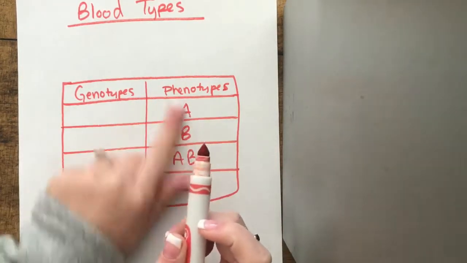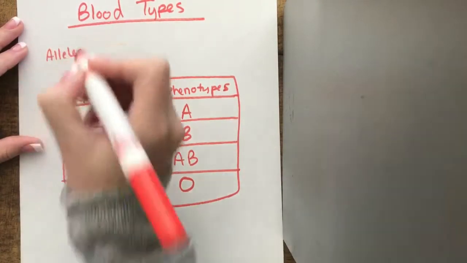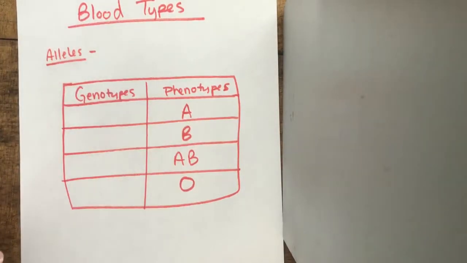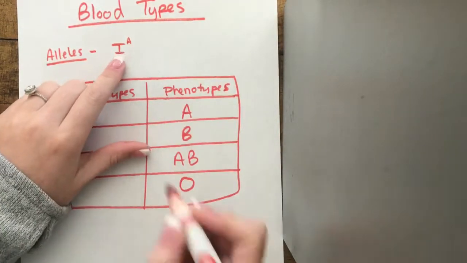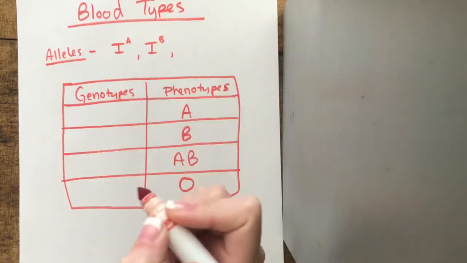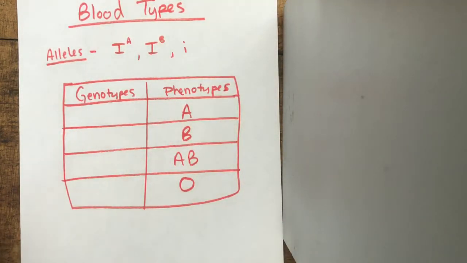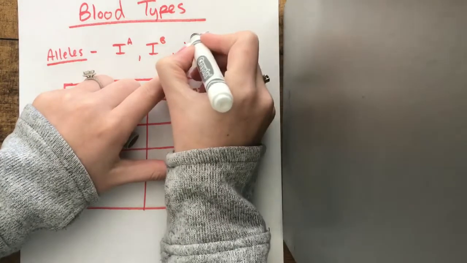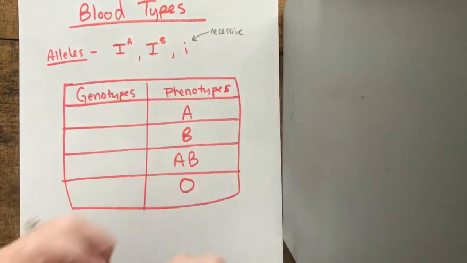These aren't the letters that you actually get from your parents. So there are 3 different alleles. And remember that alleles are just the different forms of the genes. So with blood types, there's actually 3 alleles that you can get. You could get an IA from your mom or dad. You can get an IB from your mom or dad. Or you could get a little i. Obviously, since this one is lowercase, this is actually going to be recessive. So just keep that in mind because that one's lowercase.